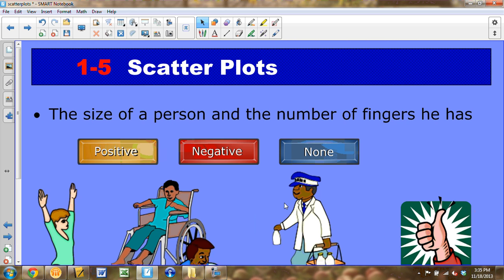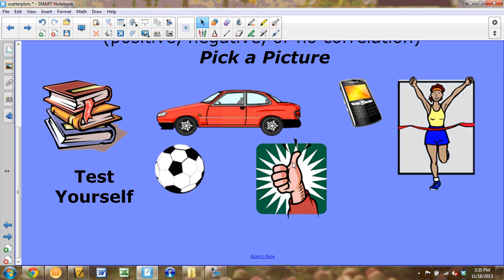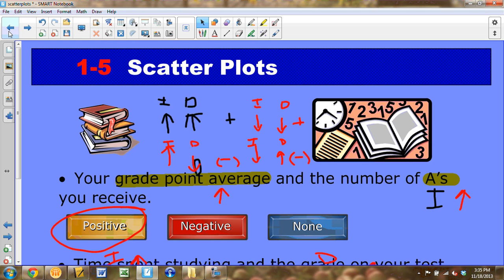Okay. And the size of a person and the number of fingers he has. So size of the person will be our independent. As your size gets bigger, the number of fingers is our dependent. Well, that doesn't change, does it? The number of fingers you have is the same no matter how big you are. So this one has no correlation at all. Okay. And that is it.